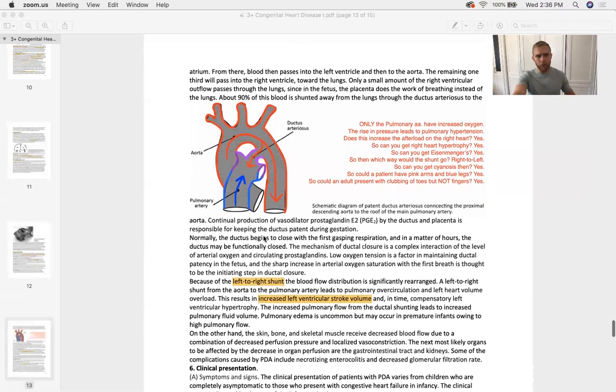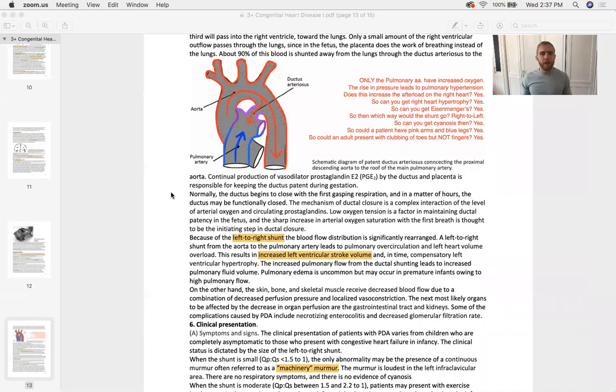So here I've labeled how the shunt works. The shunt is only spilling into the pulmonary artery. And this is a left to right shunt, but it has nothing to do with the right atrium or the right ventricle. It's only the pulmonary artery at first that's going to get blood deposited back into it from the aorta.